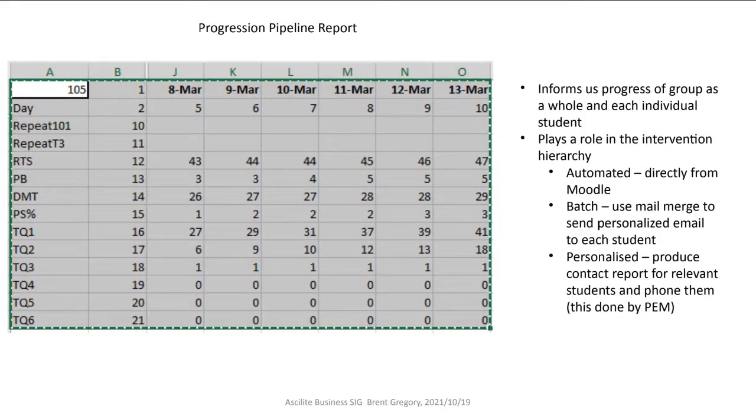Here's just a little bit out. This is what we call the progression pipeline report. Here's something that comes out of the progression pipeline report. Now, what does it do for us? It informs us of the progress of the group as a whole, and also the progress of each individual student. And so it plays a really significant role in our intervention hierarchy. Let me explain some of this to you.